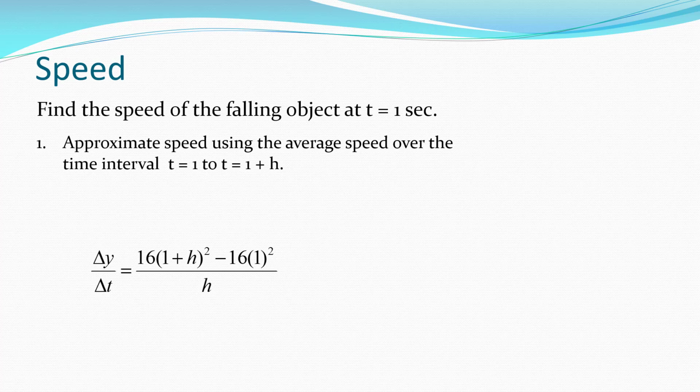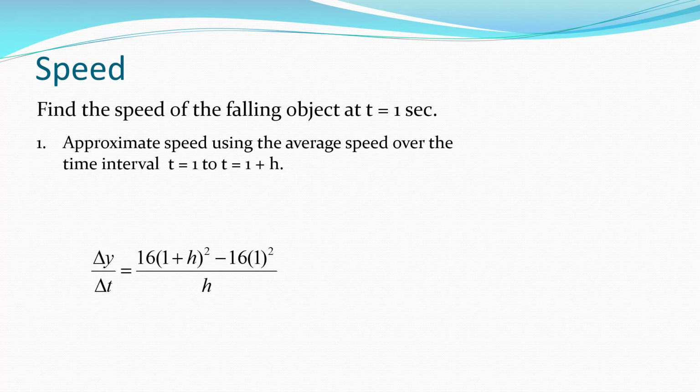So that's from 1 second to 1 plus h, where h represents a very, very small change in time. You can then find the overall average speed over that time interval by finding the positions at that time. That's evaluating the function at 1 plus h and at 1, subtracting those two different positions to get the distance traveled, and dividing by the amount of time that has elapsed. In this case, over that time interval, the amount of time that has elapsed is h.